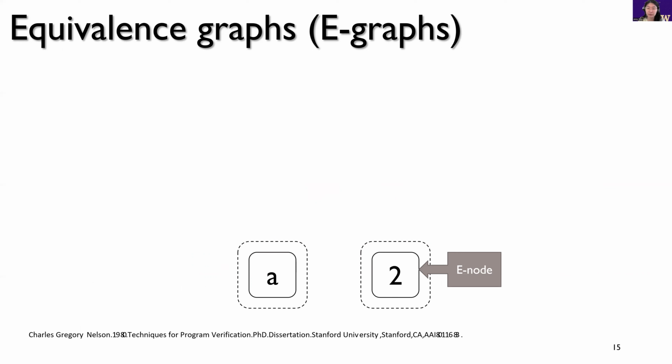Each program is its own E-node. Note the dashed box surrounding each E-node. These represent equivalence classes, or E-classes, which store all equivalent programs. Right now, A and 2 are not equivalent in general, so they are in separate E-classes.